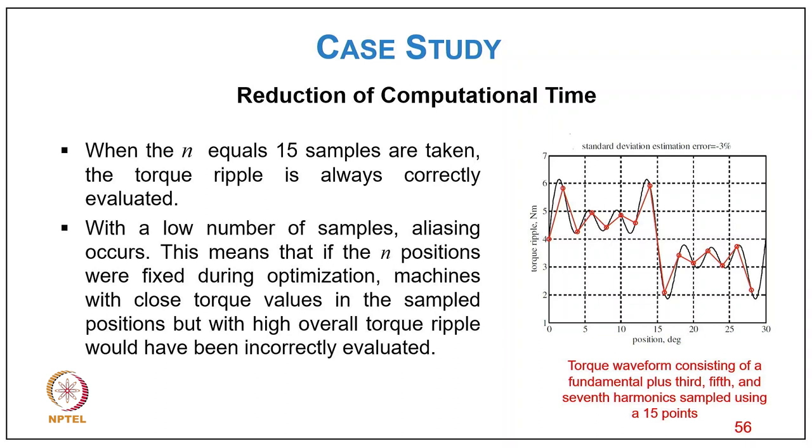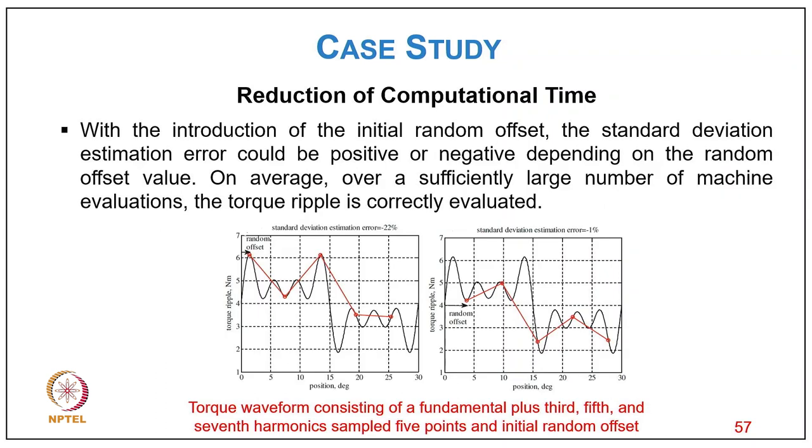With a low number of samples, aliasing occurs, and this means that if the n positions were fixed during optimization, machines with close torque values in the sample positions, but with high overall torque ripple, would have been incorrectly evaluated. Here you can see a torque waveform consisting of a fundamental plus 3rd, 5th, 7th harmonics sampled using 15 points. With the introduction of the initial random offset, the estimation error could be positive or negative depending on the random offset value. On average, over a sufficiently large number of machine evaluations, the torque value is correctly evaluated. Here is a torque waveform consisting of fundamental plus 3rd, 5th, 7th harmonics, sampled at 5 points with an initial random offset.